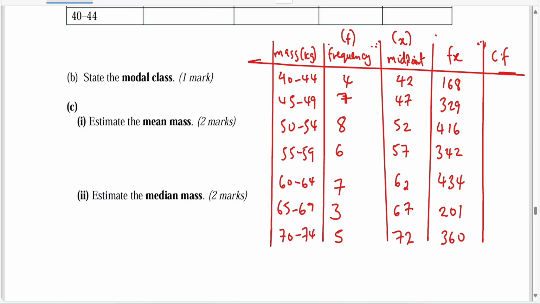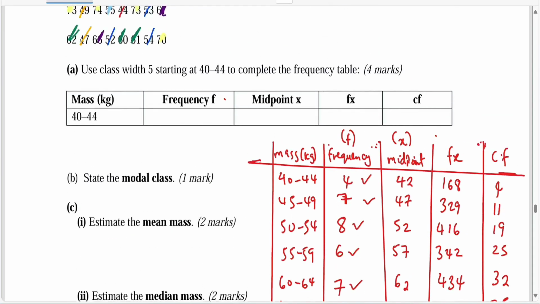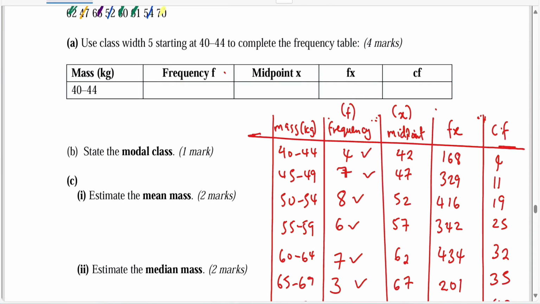Now your cumulative frequencies, starting with 4, andika 4 plus 7 ni 11, plus 8 ni 19, plus 6 ni 25, plus 7 ni 32, plus 3 ni 35, and plus 5 ni 40. So cumulative frequency ya 40. So tuko chonjo. Just imagine hizo max bure ushazipata 4 max kujaza hii tu.